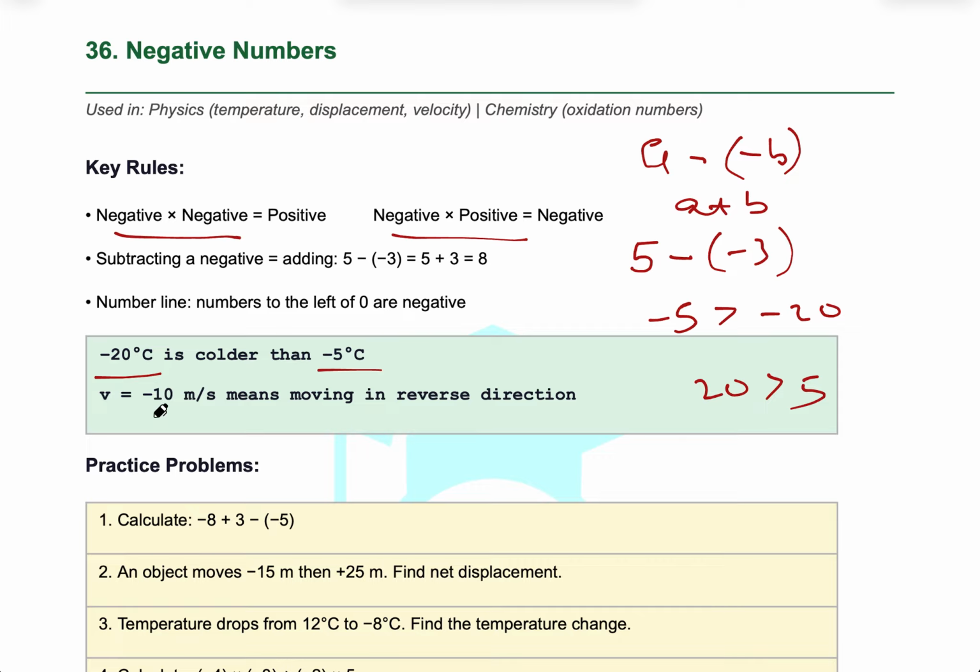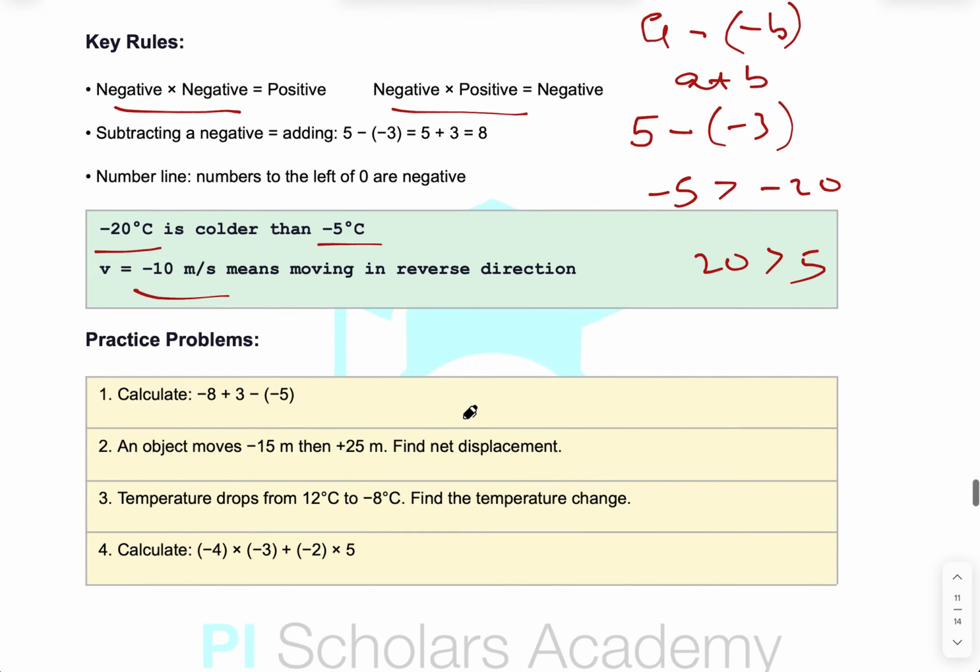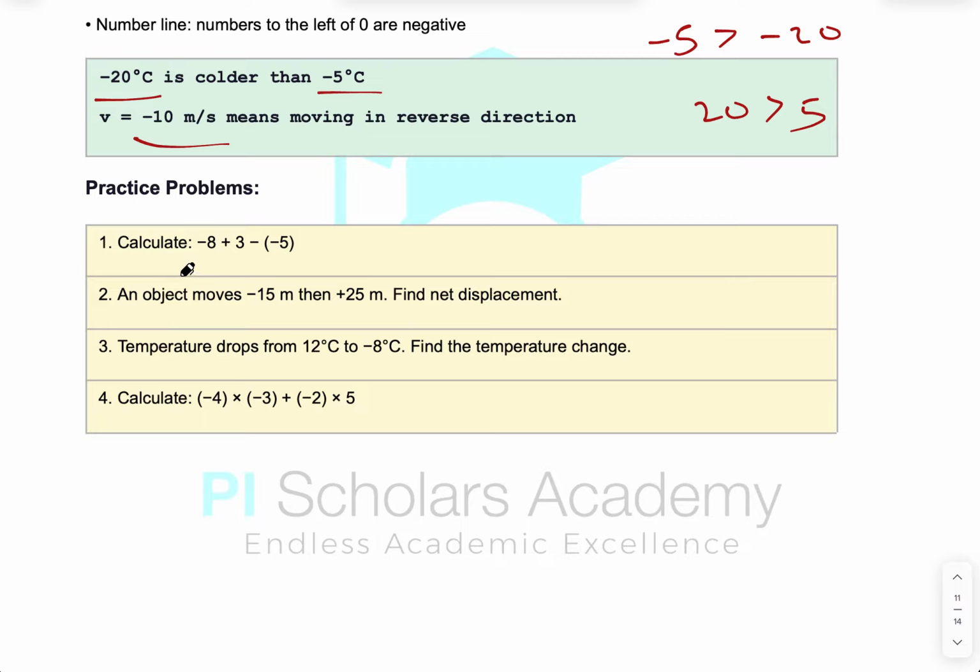When you have minus 10 meters per second as your velocity, it means that you are moving in the opposite direction. It doesn't necessarily mean you are decelerating. It just means you are moving in what? Opposite direction. So you can do some of these things here. An object moves minus 15 meters, then plus 25 meters. Find the net displacement. In this case, you just have to add the two of them, and that is going to be negative 15 plus 25, and that's going to be 10. So that's basically every skill that you need to know.